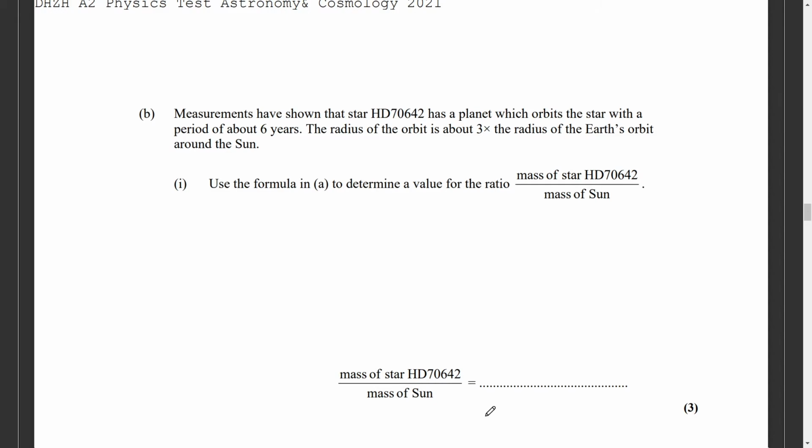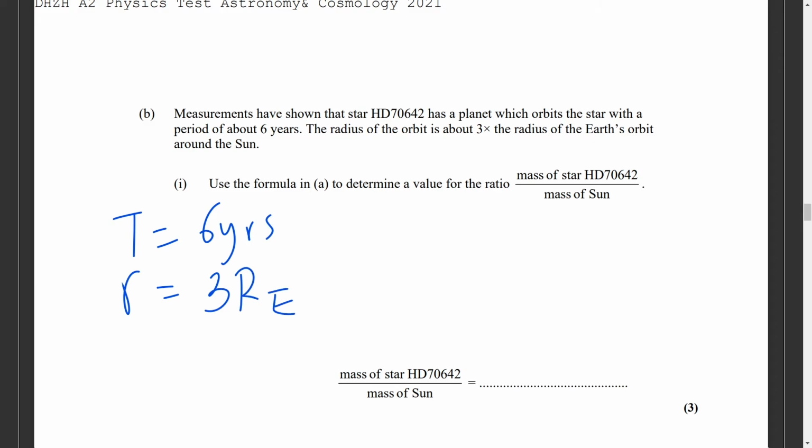Measurements have shown that that star has a planet which orbits the star with a period of about 6 years. All right, and the radius of the orbit is 3 times the radius of the Earth's orbit around the Sun. So what do they want us to do here? They want you to use the formula above to determine the value of that ratio there. This looks difficult, but it's extremely simple. All right, so look, the time period is 6 years, all right? And the radius of the orbit is 3 times the radius of the Earth.